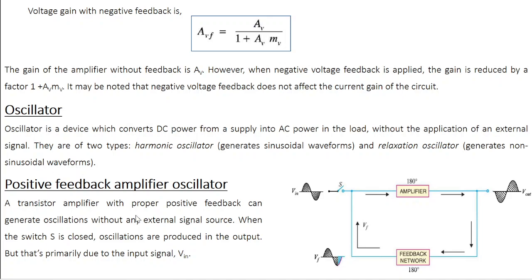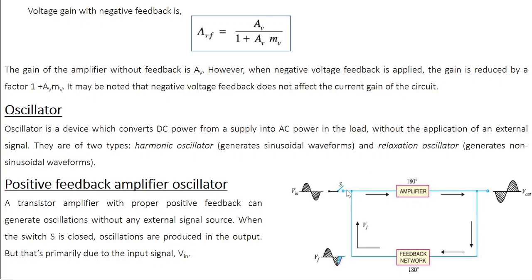And a transistor amplifier with proper positive feedback can act as an oscillator. It can generate oscillations without any external signal source. So this is the diagram of a positive feedback amplifier oscillator. So as I said before, the amplifier introduces a phase shift of 180 degrees, and the feedback network introduces an additional phase shift of 180 degrees, so that the feedback signal is in phase with the input signal. So these two constructively overlap, and this improves the gain.